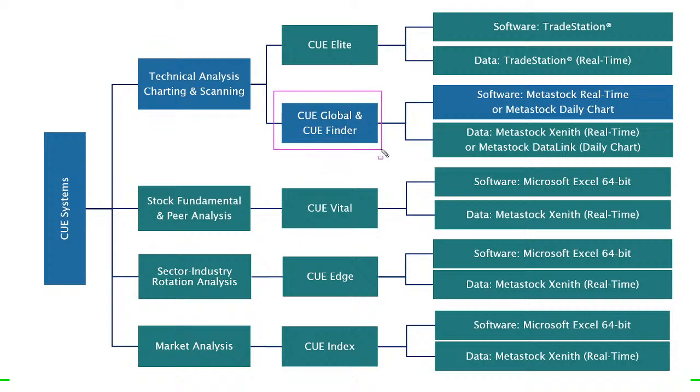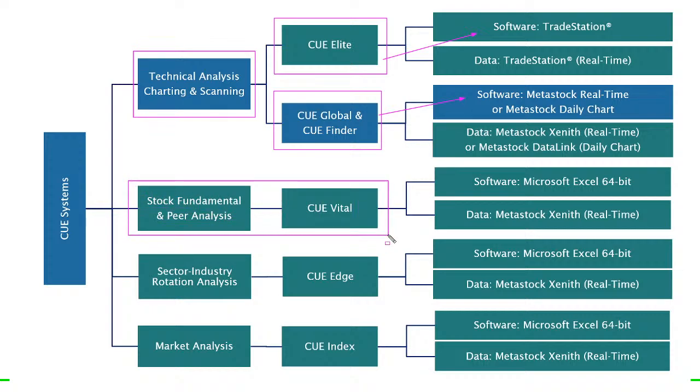I'm going to use Q Global and Q Finder for technical analysis, charting and scanning. And I will also use Q Elite. Q Elite runs on TradeStation. Q Global, Q Finder runs on MetaStrategy. Then for fundamental analysis, I will use Q Vital. Sector industry rotation analysis, I will use Q Edge. And for market level index analysis, I will use Q Index.